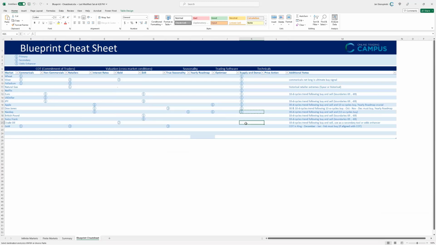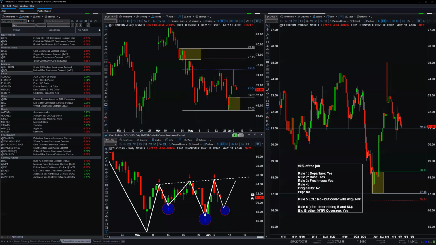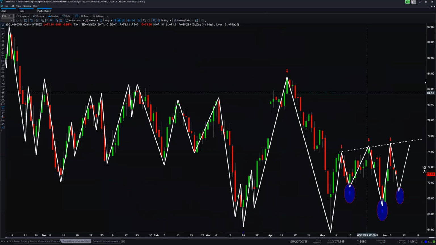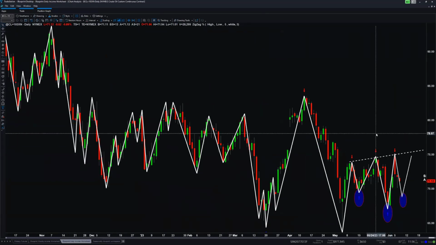And of course, supply and demand is going to be important. And the true seasonality is going to be quite important here as well. So when it comes to crude oil, we can also check the commercials, the non-commercials, and the retailers. Let's do that real quick. And we can check the valuation against gold too. So let's start with our COTs.